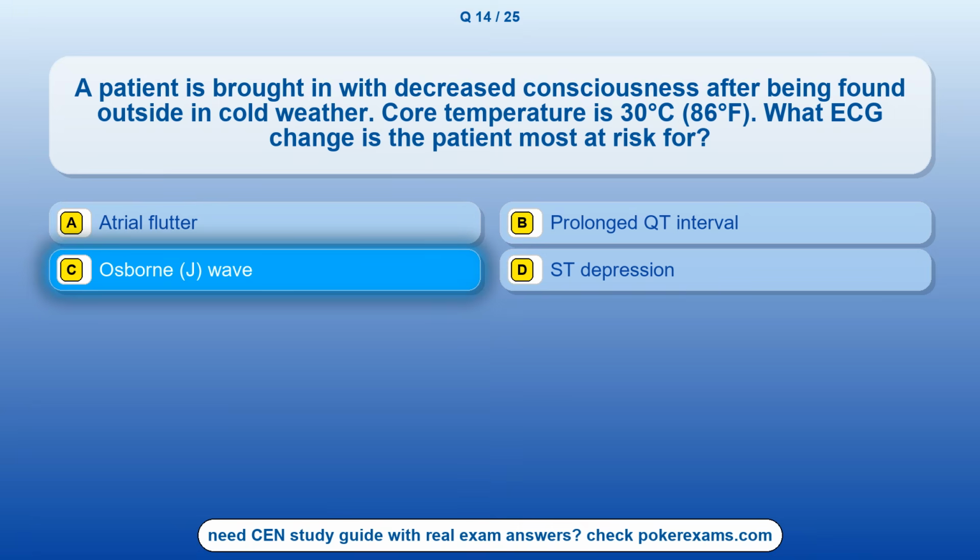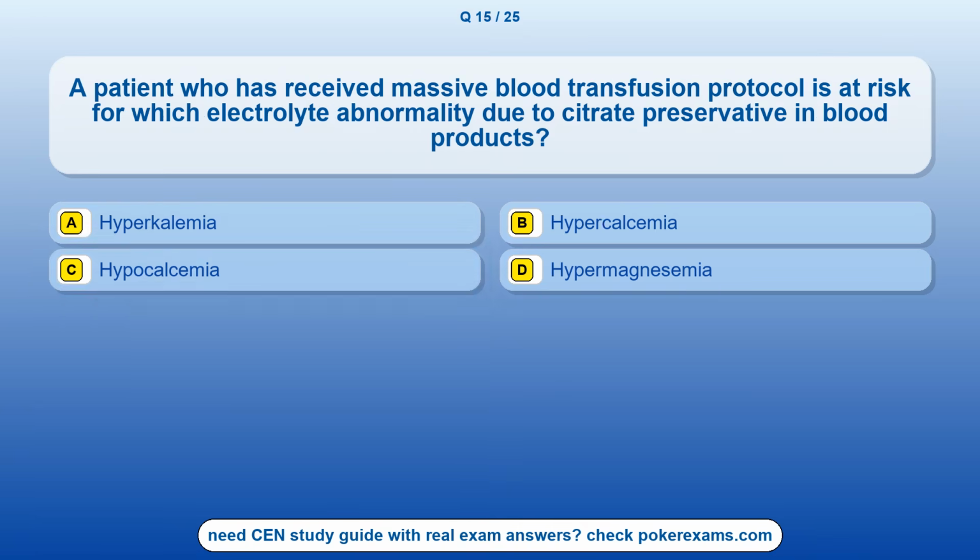The correct answer is option C, Osborn J wave. Question 15. A patient who has received massive blood transfusion protocol is at risk for which electrolyte abnormality due to citrate preservative in blood products? Option A, hyperkalemia. Option B, hypercalcemia. Option C, hypocalcemia. Option D, hypermagnesemia.